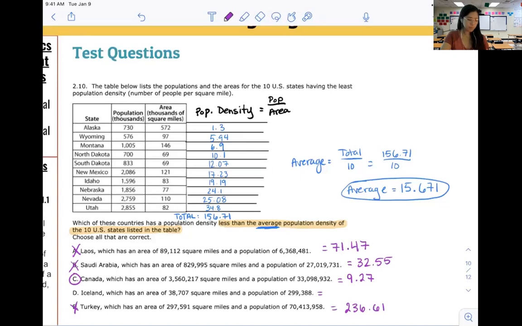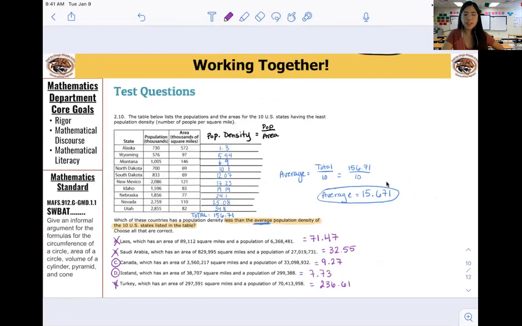You got it. Yeah, 7.7173, which is good. That one's under 15.6. So after all that work, C and D were the only ones that were under the average of all these states.